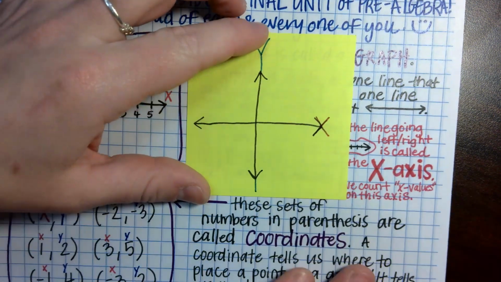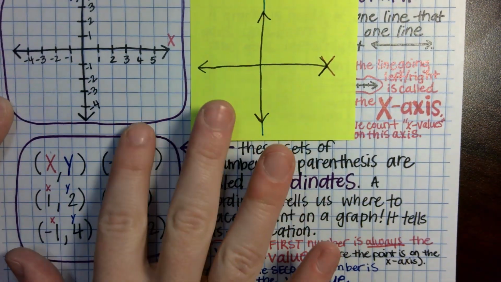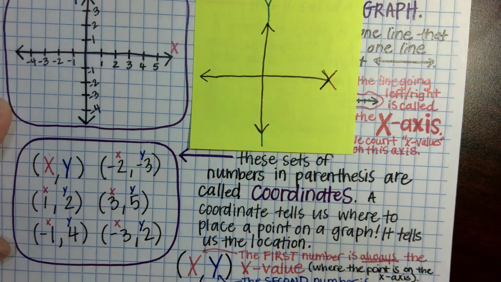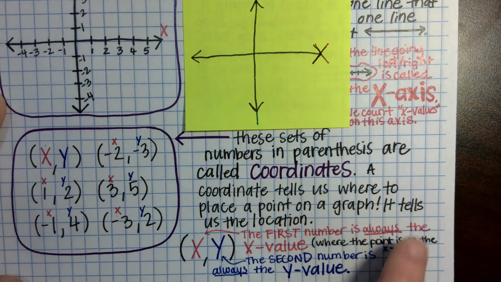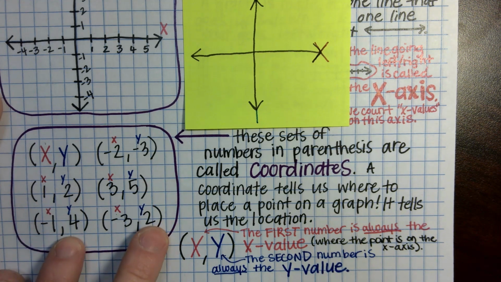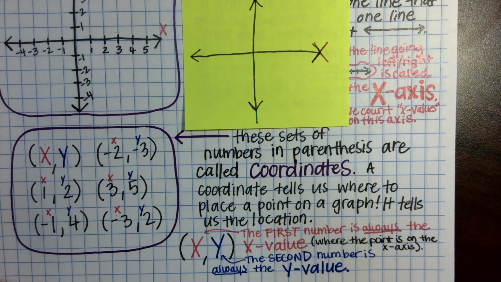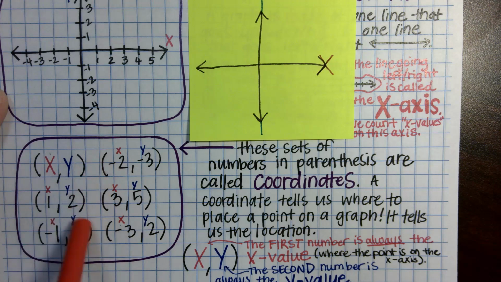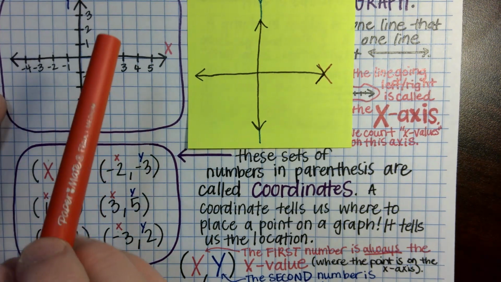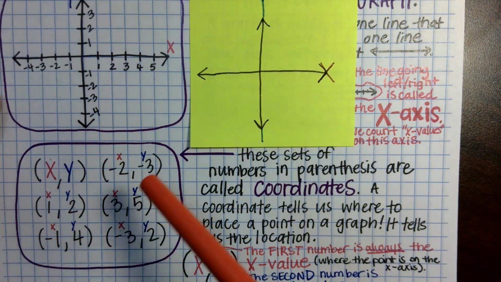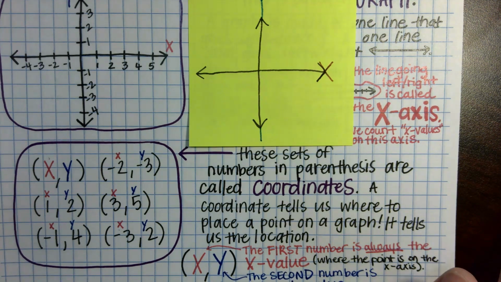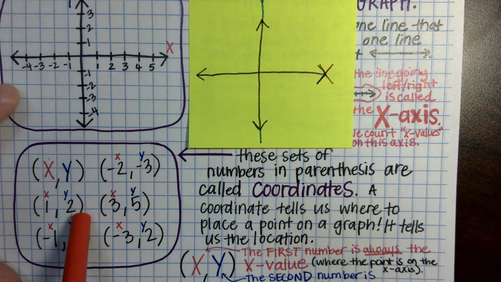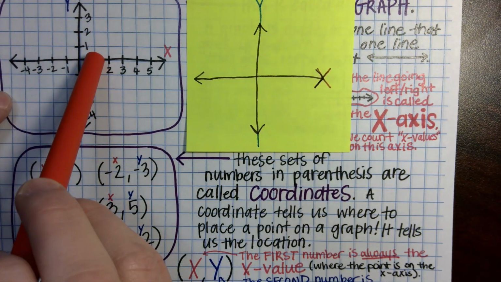So let's look at the next thing that we looked at on our notes here. Can somebody tell me, after reading this little part here, what are these called, these sets of numbers? Coordinates. Good. So a coordinate is paired nicely with our graph here. These little sets of numbers just tell us where something is. It gives us a location, kind of like longitude and latitude. It tells us where something is in the world. Coordinates tell us where something is on a graph.